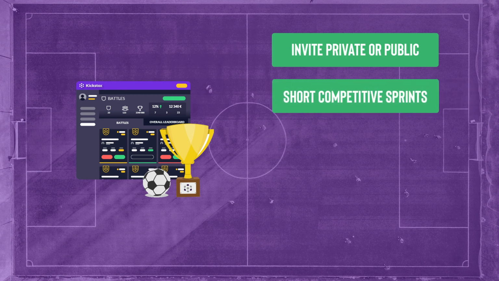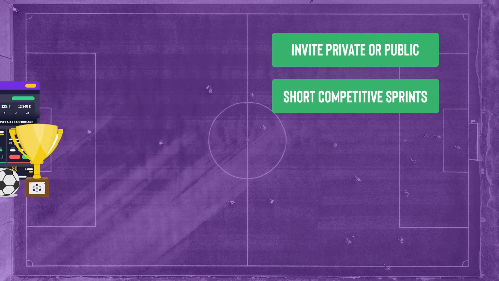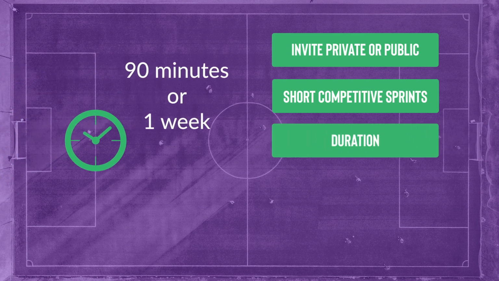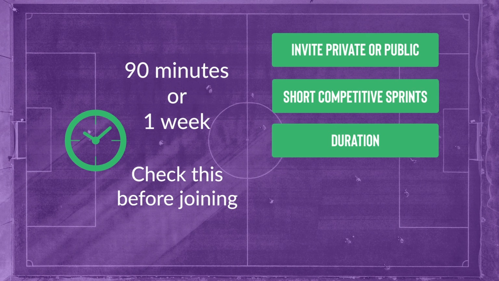Battles are short competitive sprints with other football fans, with the winner of the battle being the person who gained the most percentage increase in their portfolio during the time of the battle. Some battles can be 90 minutes long, while others may last a whole week. Please make sure to check this before you join.